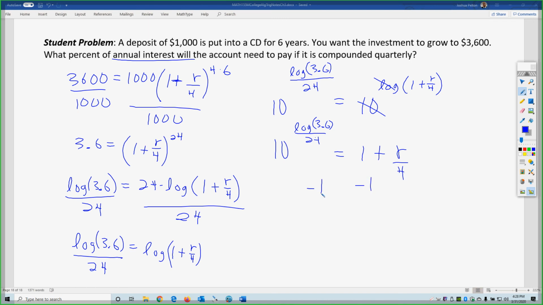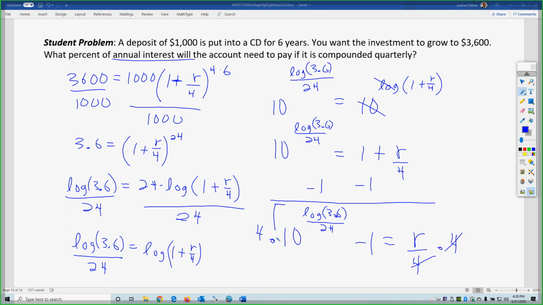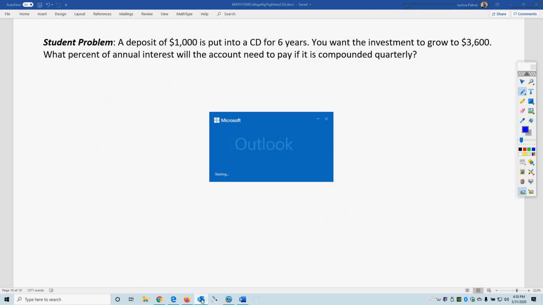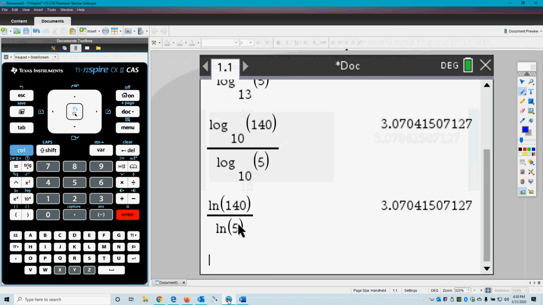So we'll subtract 1. So 10 to the log of 3.6 over 24, minus 1, equals r over 4, but we'll just multiply both sides by 4. So that'll cancel, but the big thing here is it's the entire side being multiplied by 4. Okay, so let's plug this in the calculator and see what happens here. So the way you plug it in is very important. You have to be careful on this.